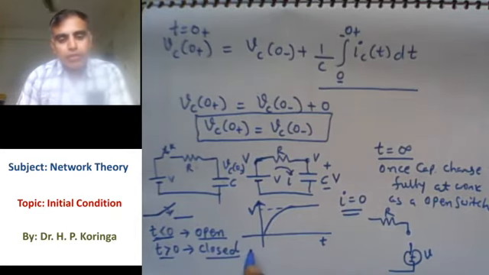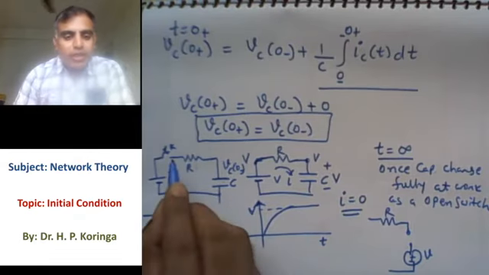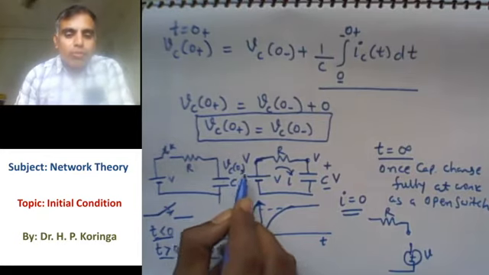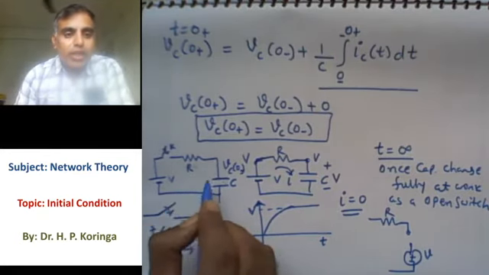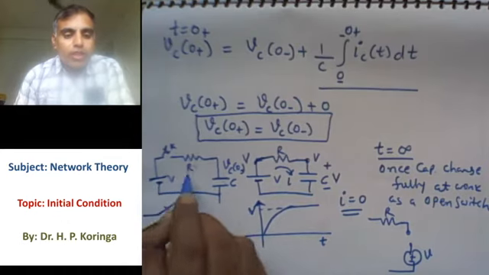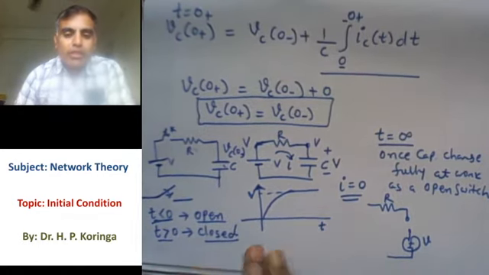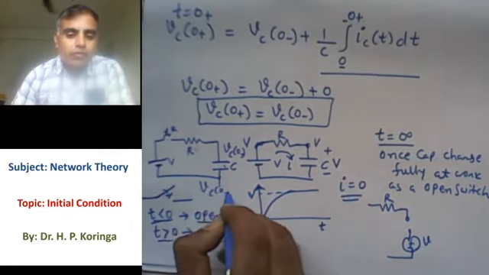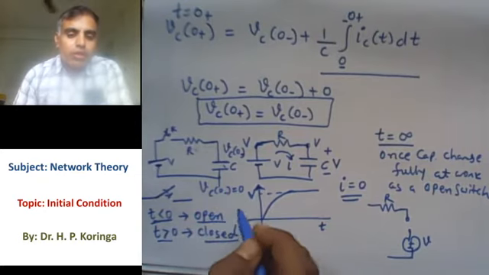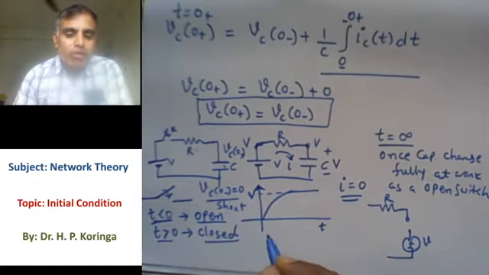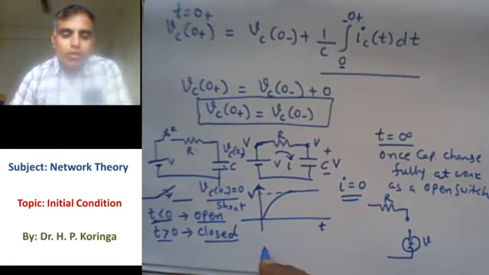If this arrow indicates this direction, it will be closing. That means for negative t the switch is open, and for positive t the switch is going to close. So in this network, before switching, at VC(0-), the R and C are not connected to any source, so it is uncharged. The voltage across the capacitor at t equal to 0- is 0. Zero voltage can be replaced with a short circuit. So at t equal to 0+, an uncharged capacitor works as a short circuit.